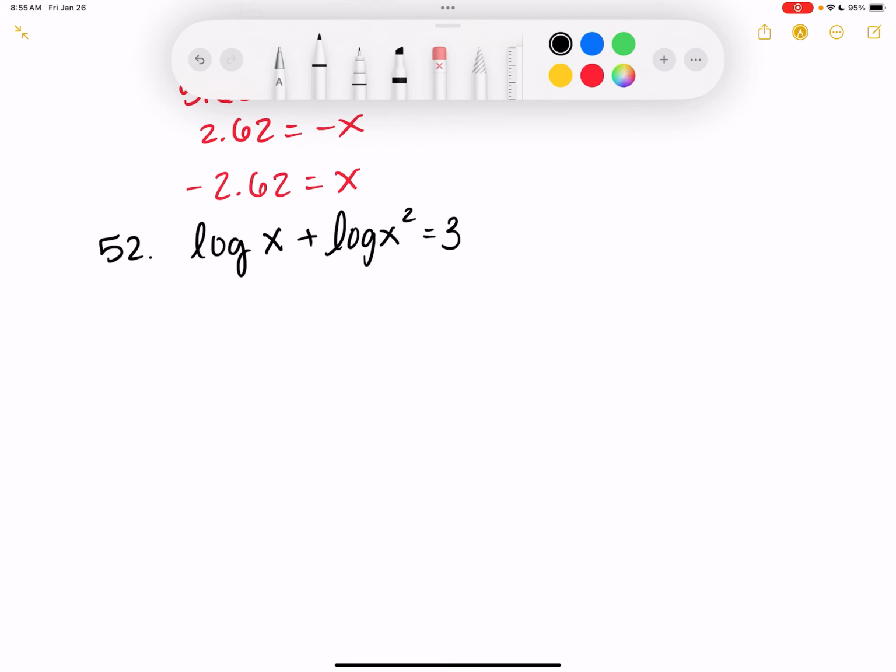Any idea? Log x squared. Wait, whoa. The light was on, so it was covering it up. Oh, I thought it was just a glare. Log x cubed.